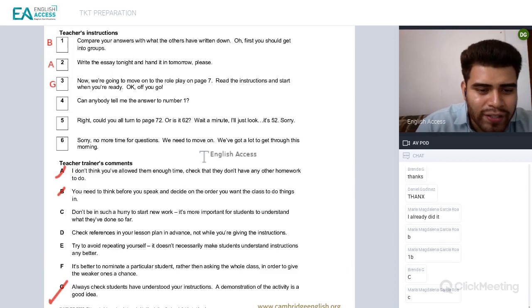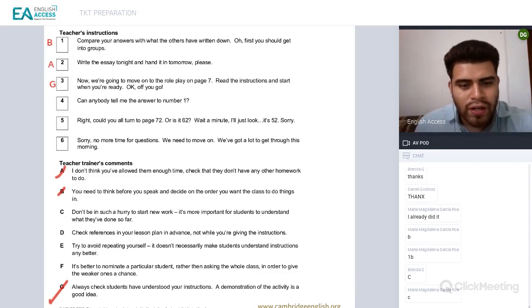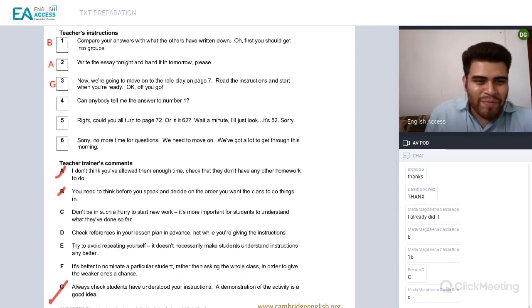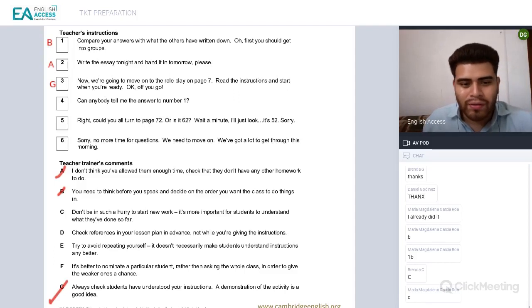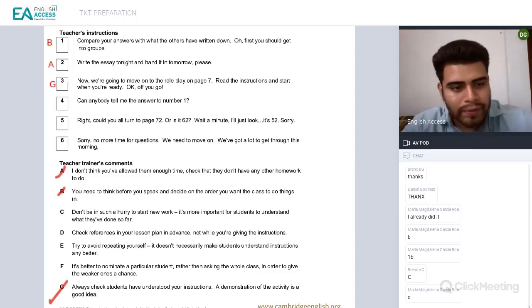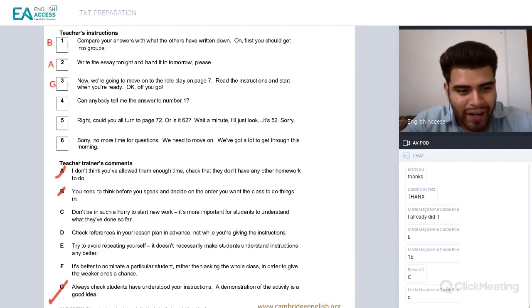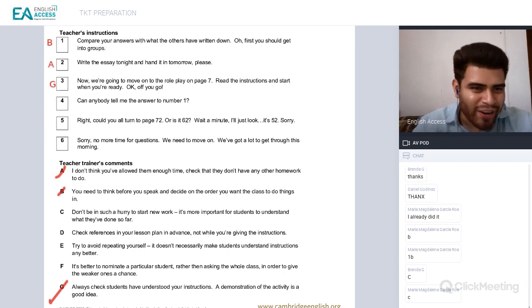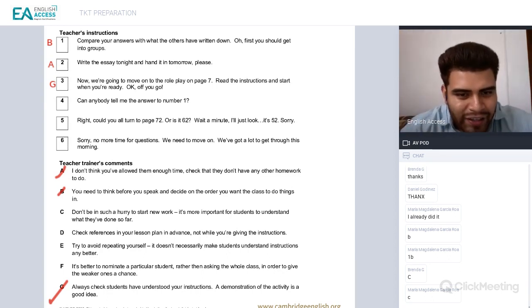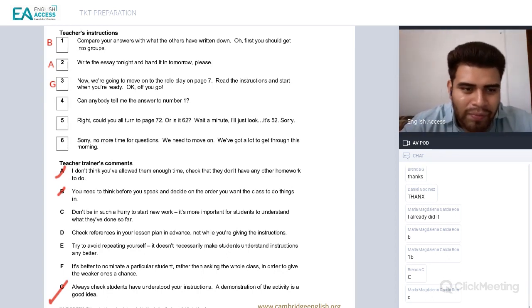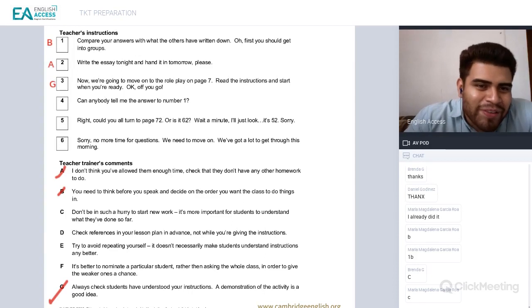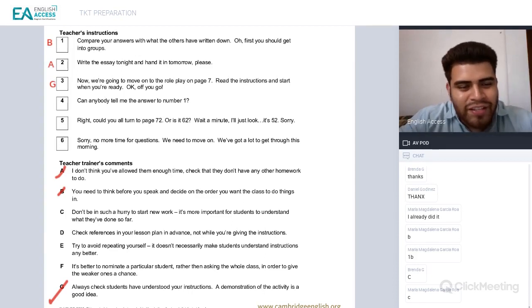Always check students have understood your instructions. A demonstration of the activity is a good idea. Don't tell them to do something and not give them a model. It's very important to give them a model before they actually do it. Thank you, Daniel. Brenda and Magdalena, I see why you chose that, because you said off you go, but the thing is that they haven't done anything so far. So number 4, Daniel, can you read number 4?